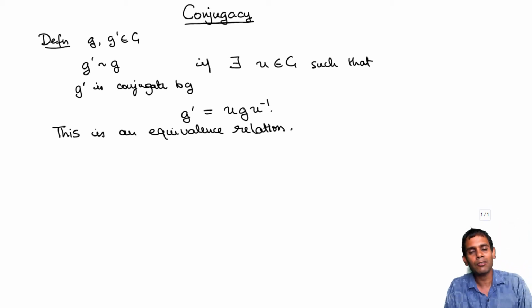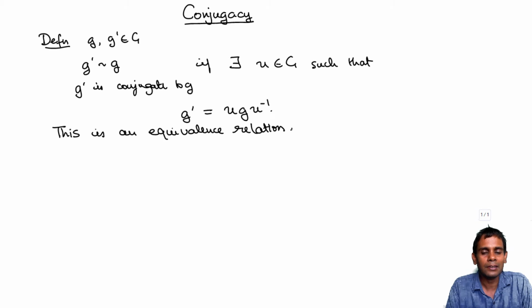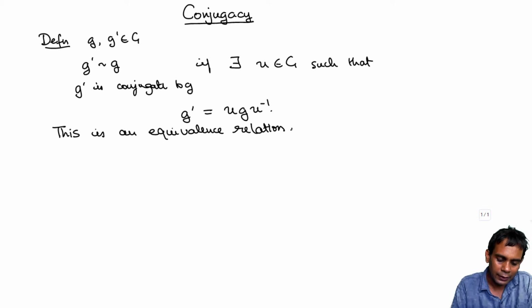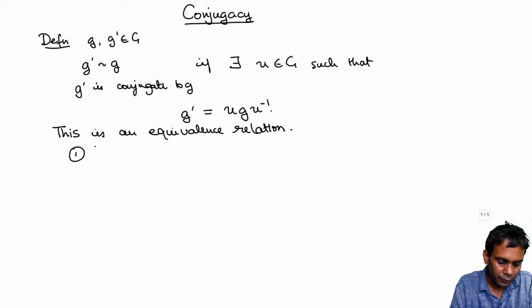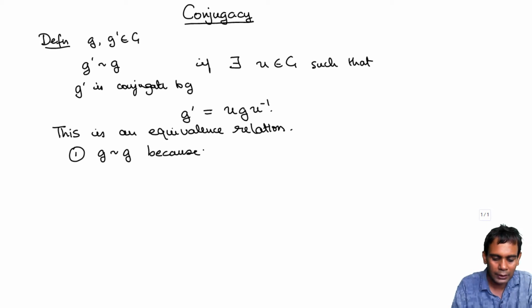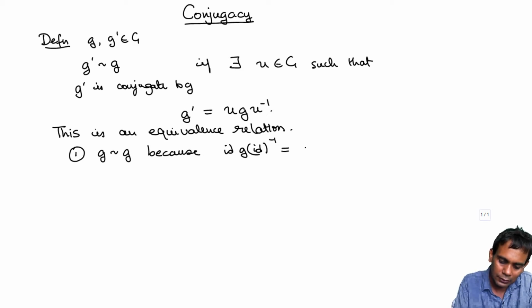To check that something is an equivalence relation, we need to check three things: reflexivity, transitivity, and symmetry. So first let's check reflexivity. Given an element g in G, is it conjugate to itself? Well, can we find an element u such that u g u inverse is equal to g? Yes, just take u equals identity. Identity g identity inverse. Well, identity inverse is identity, so this is just equal to g. So this is reflexive.